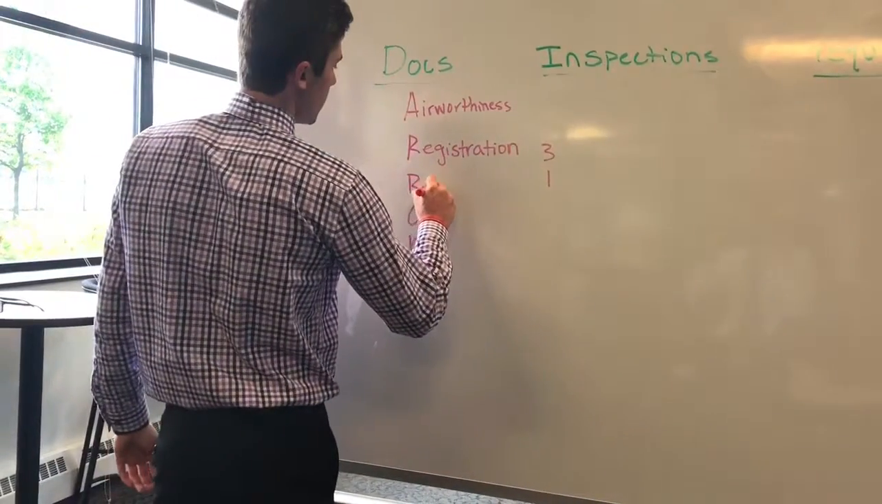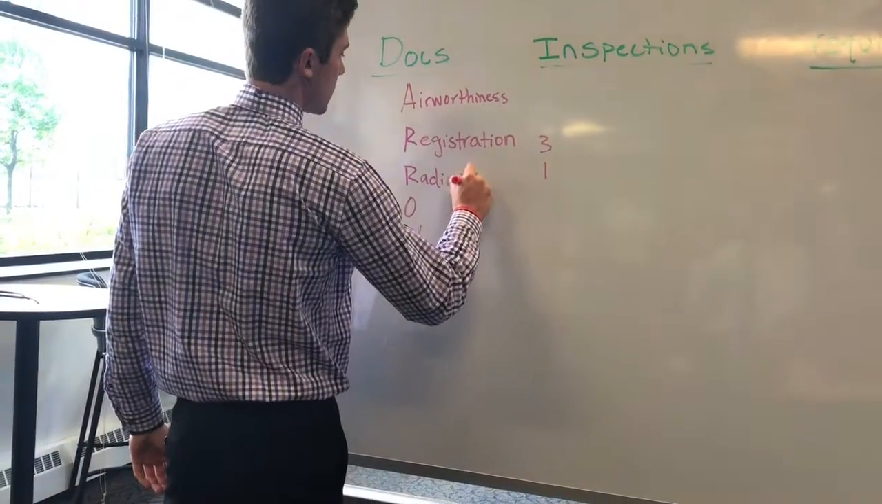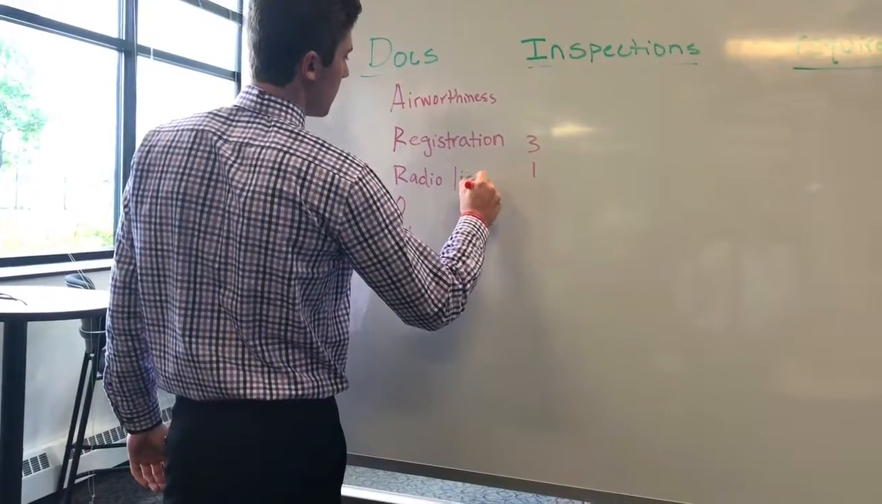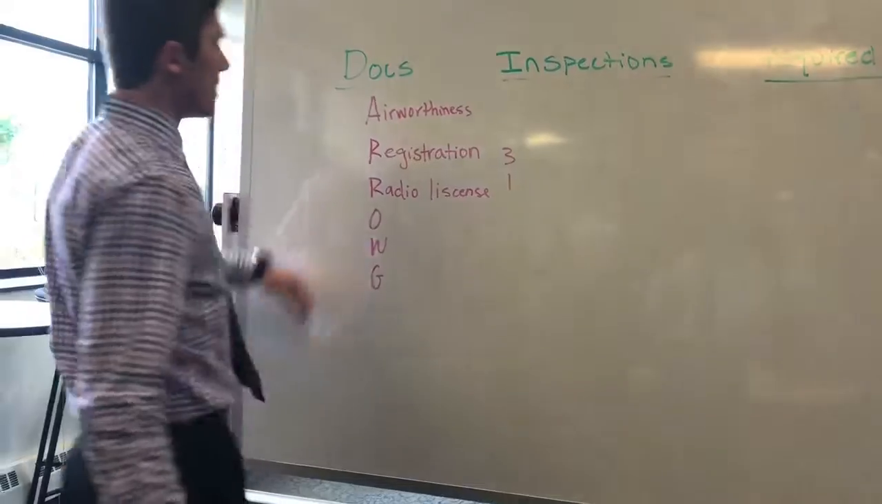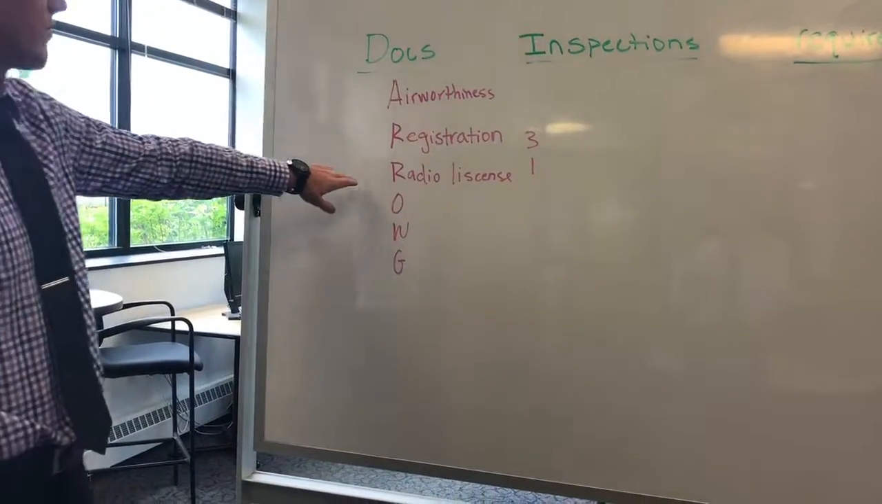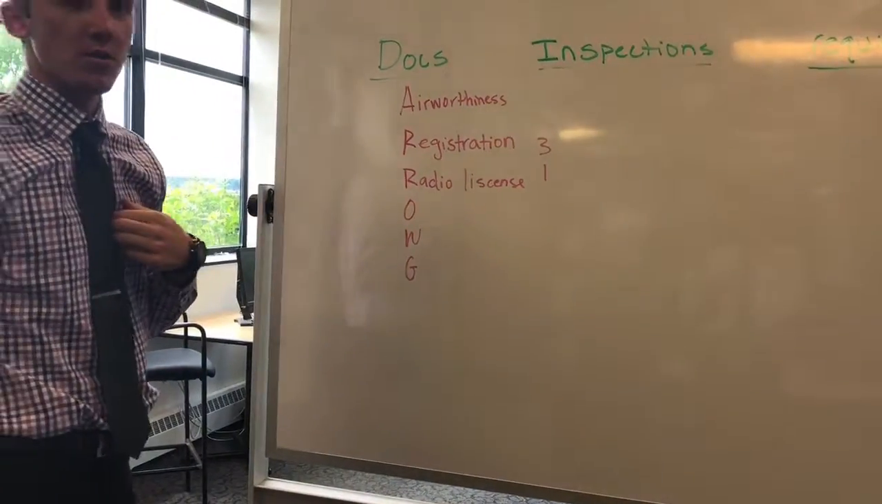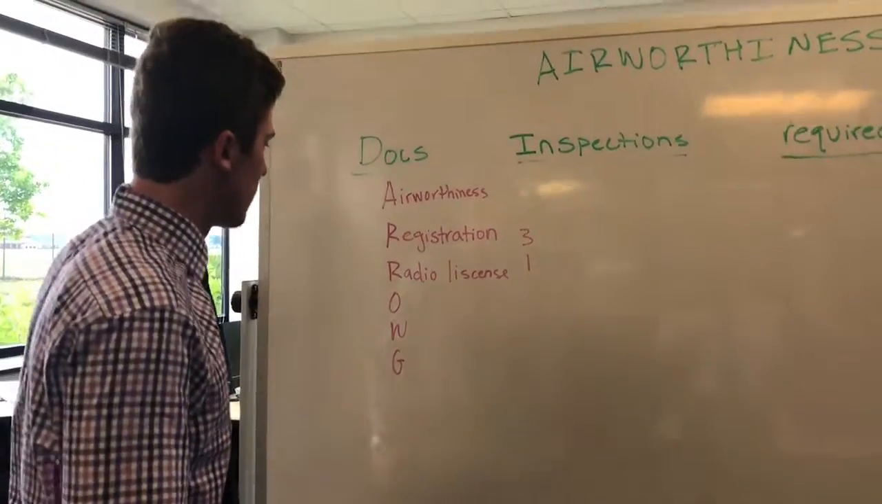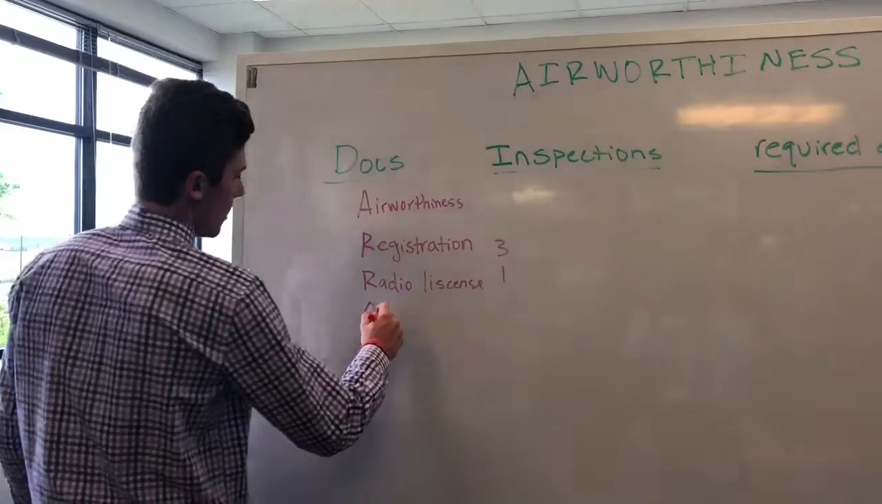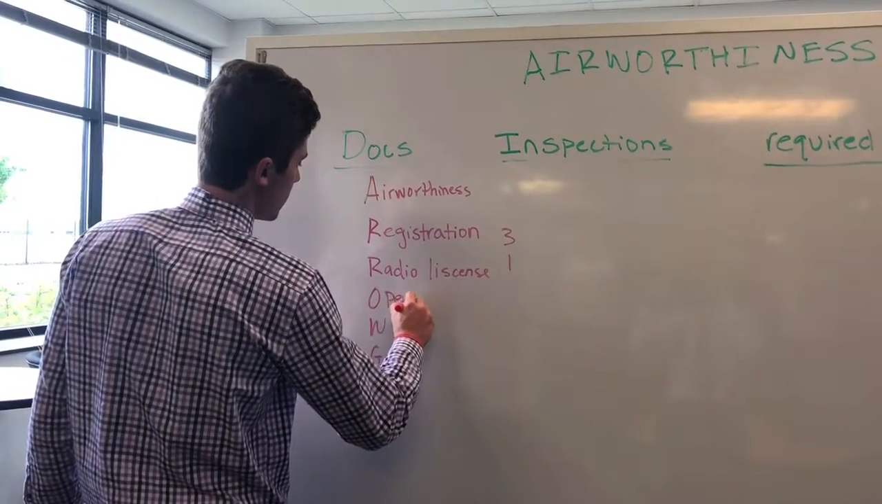Our next is radio license. So if you want to take the plane international, the plane would need its own radio license. You would also need a radio license as a pilot. So there's two. The O, operating limitations.